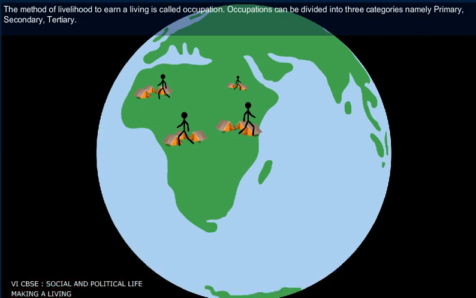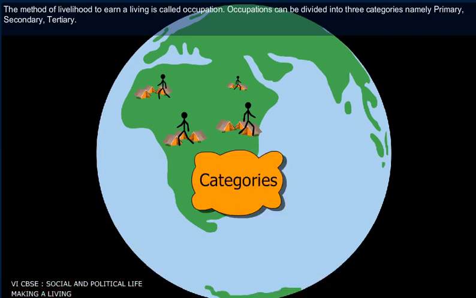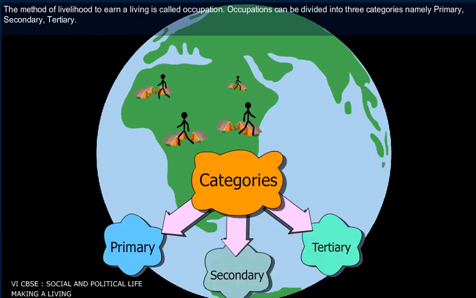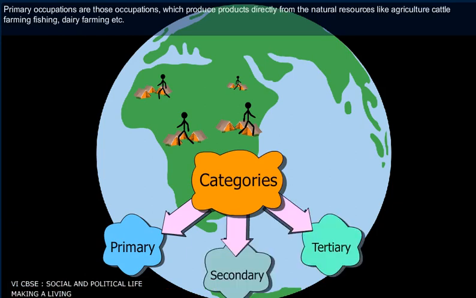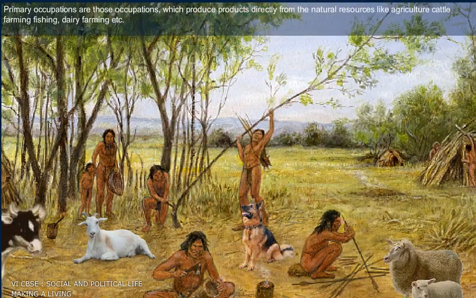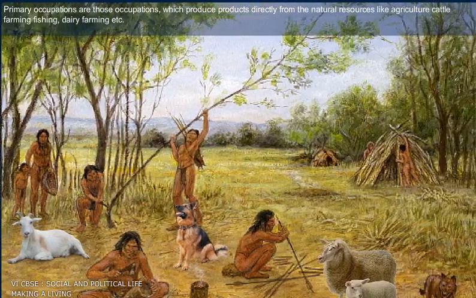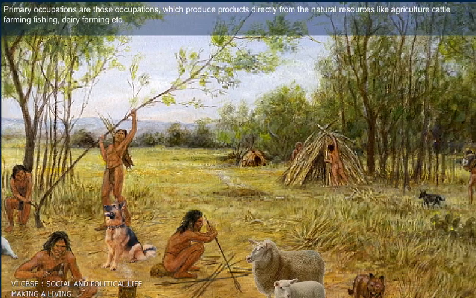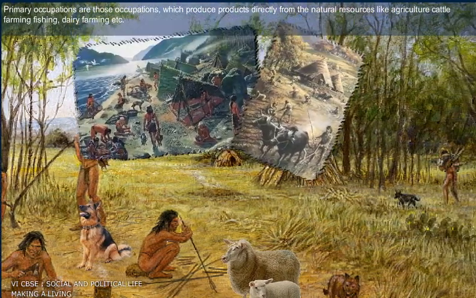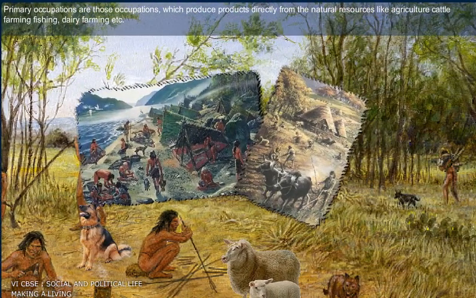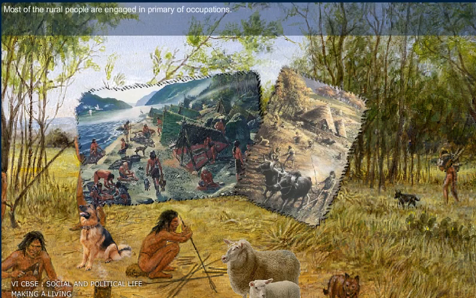Occupations can be divided into three categories, namely primary, secondary and tertiary. Primary occupations are those which produce products directly from natural resources, like agriculture, cattle farming, fishing, dairy farming, etc. Most of the rural people are engaged in primary occupations.